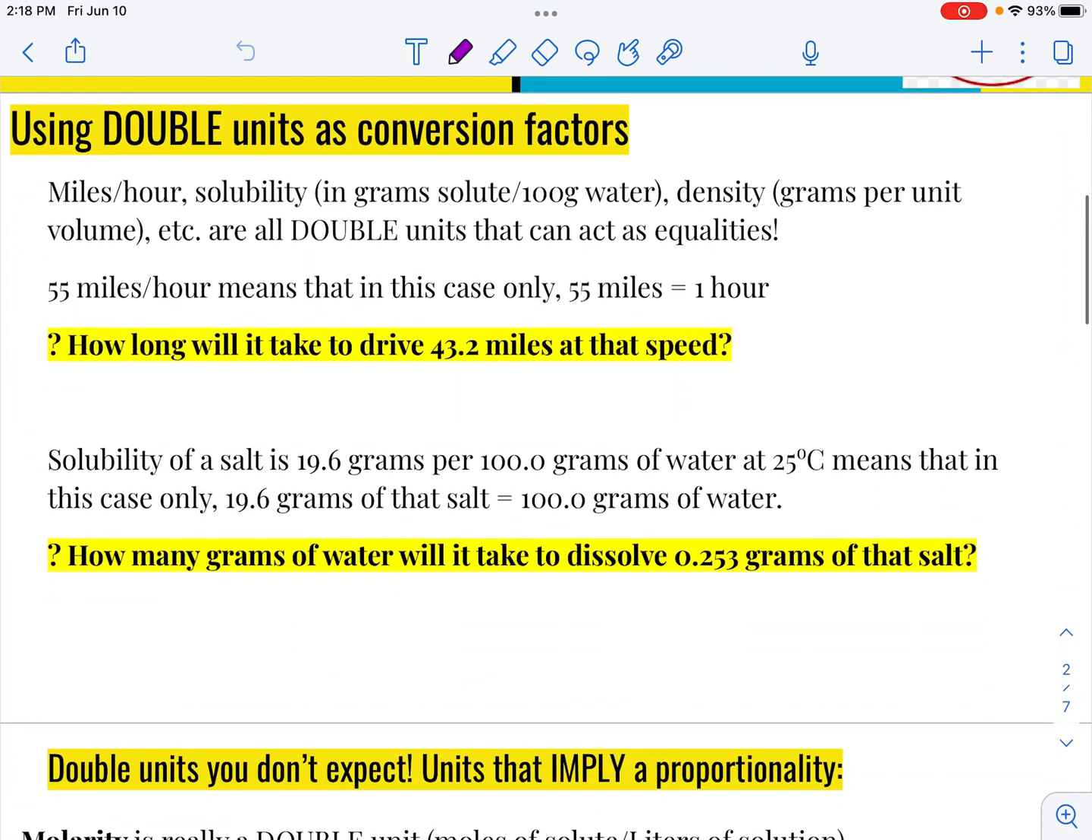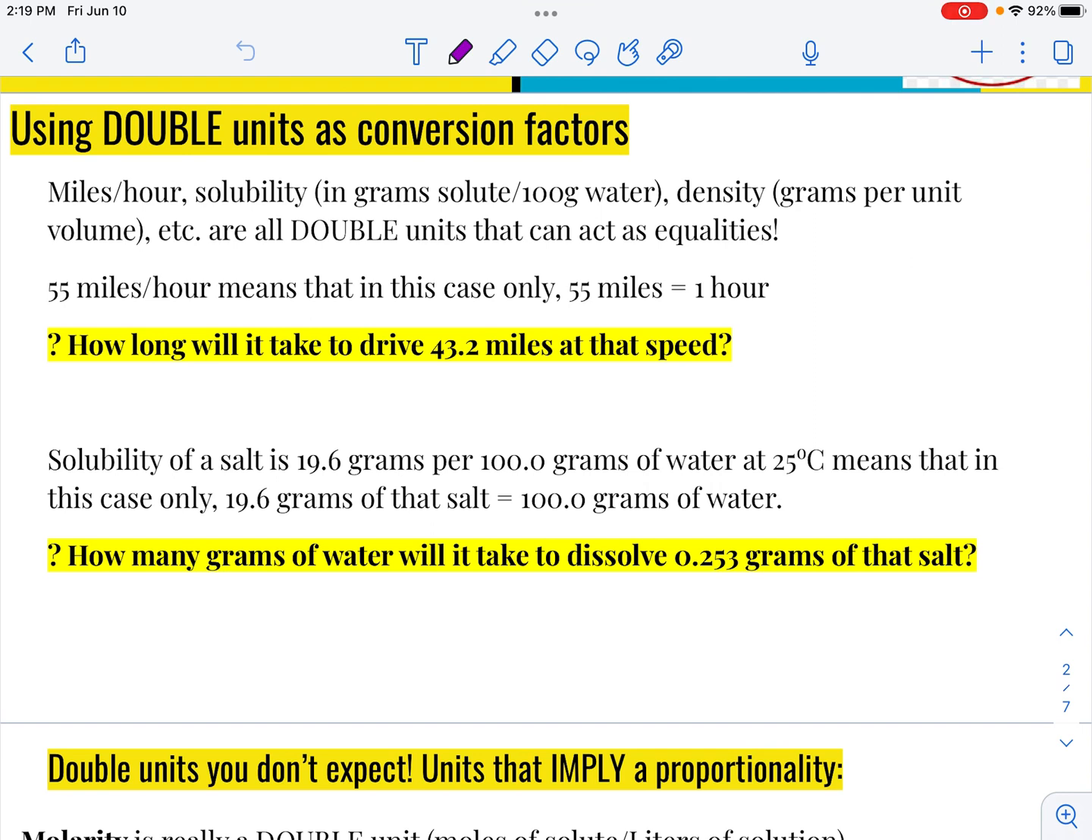The first thing that I want you to think of, and a lot of you have seen this before, is that anytime you have a double unit, in other words, something per something, so miles per hour, or solubility, so much dissolved per 100 grams of water, or density, in other words grams per volume, all of those are what we call double units that can act as equalities. They're situational. They only work in the scenario that you're talking about. It has to be the density of that substance, or the solubility of that substance at that temperature, etc. But it makes an equality.